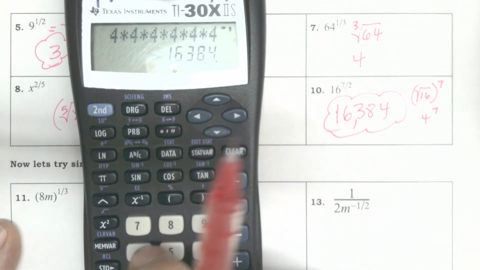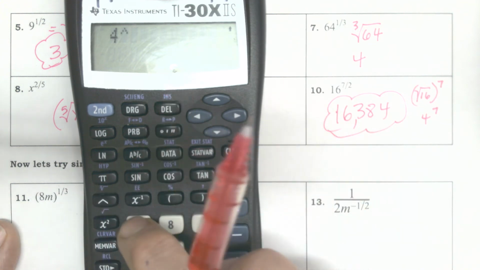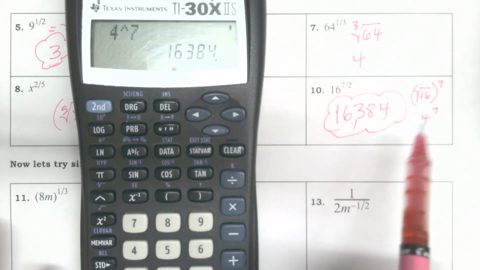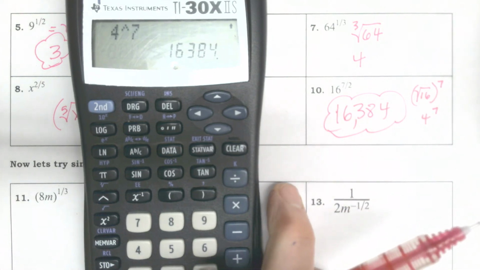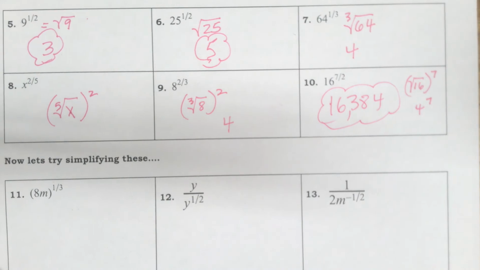That wasn't very efficient. Much more efficient: 4 raised to the 7th power. Much easier. That's a nicer way to do it. Repeated multiplication, fine, but if I don't have to do it, I won't do it.